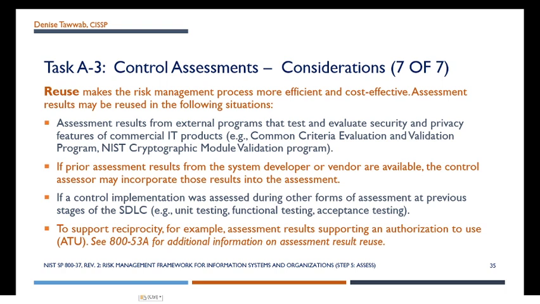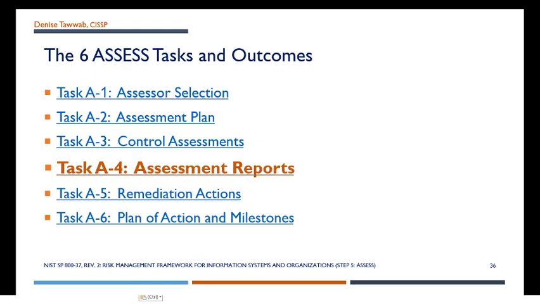You can take a look at NIST Special Publication 800-53 for additional information on assessment result reuse if that is of interest to you. So that's Task A3, your control assessments. Next up is Task A4, and this is the fourth task in the assess step of the NIST Risk Management Framework, your assessment reports.